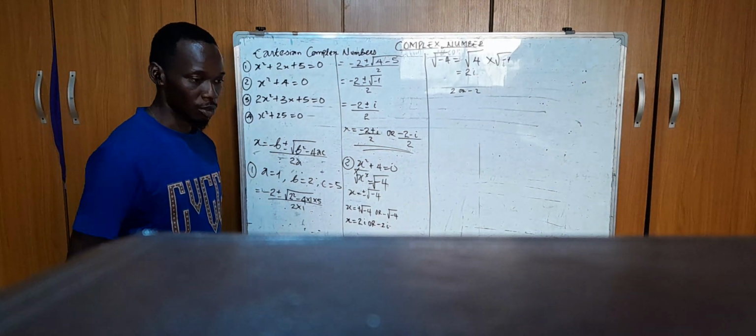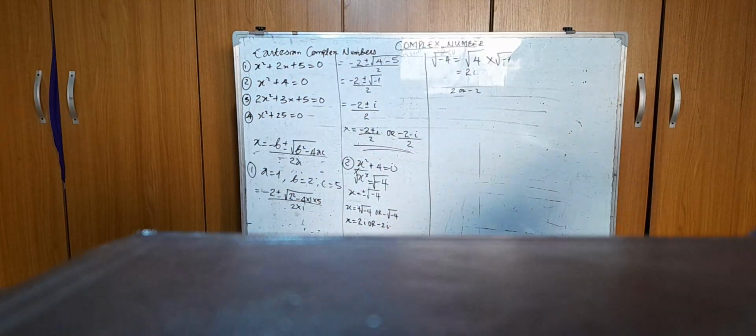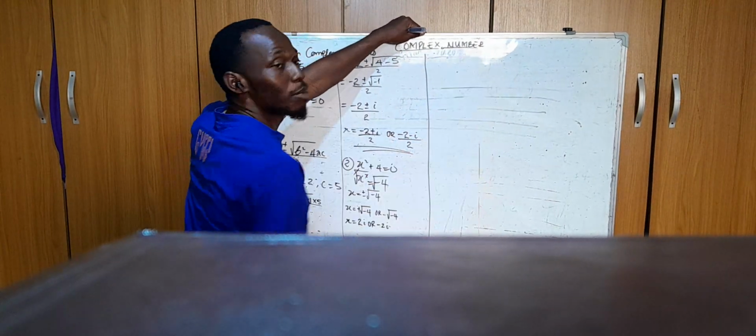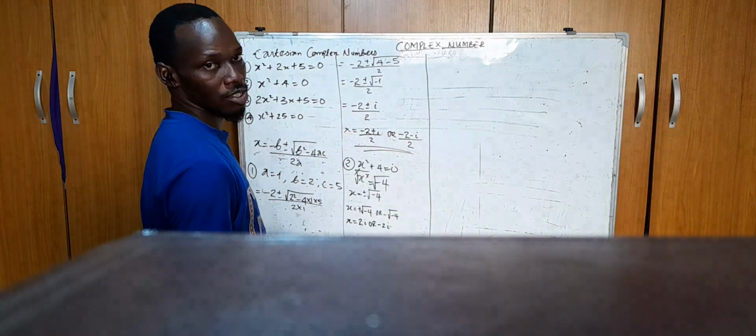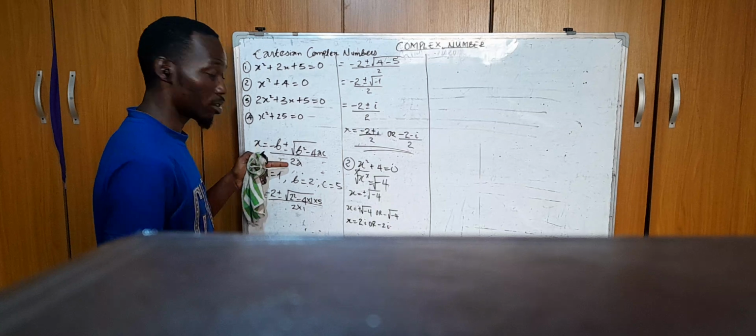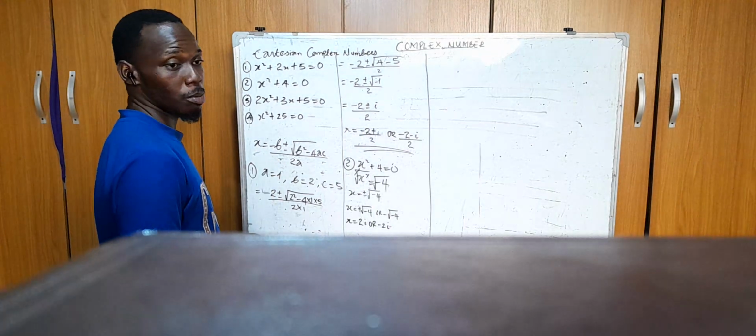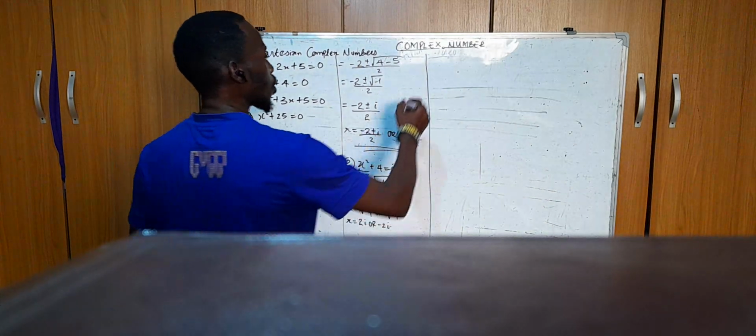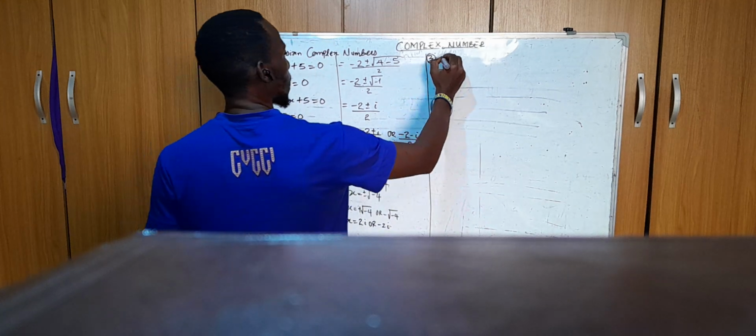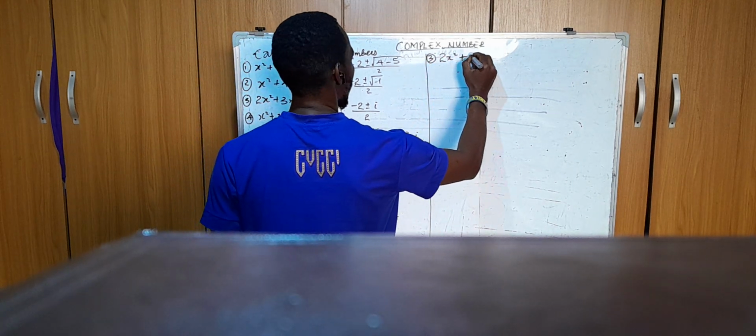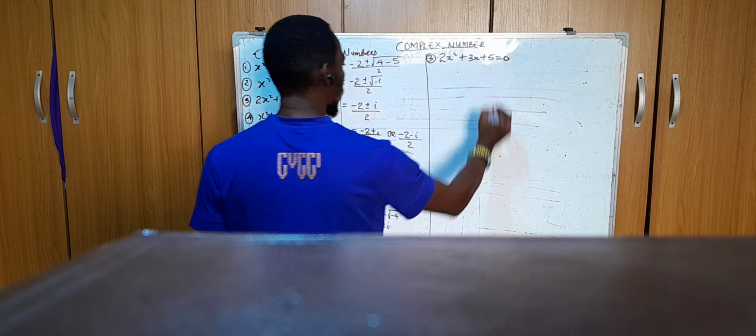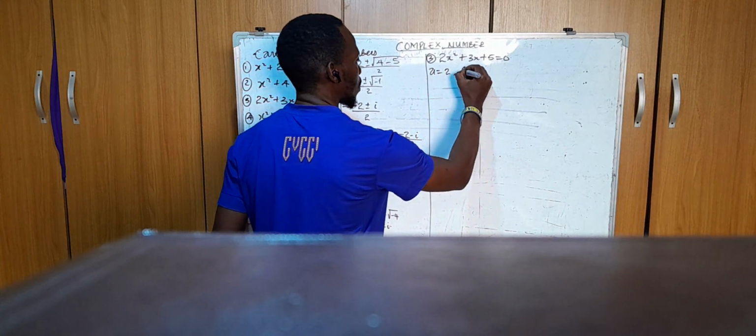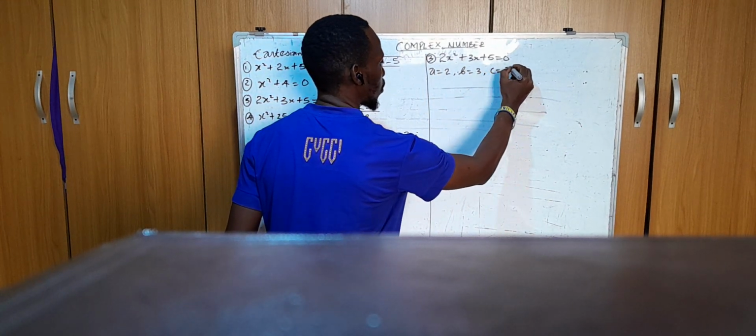Okay, now let's solve the question. Okay, question 3. Please, if you didn't pause it, you can pause it and solve it. Try it. Right, it's simple. Just follow this method. And if this method is your problem, you can use the completing the square method. Alright, let's go to question 3. We have 2x squared plus 3x plus 5 equals 0. Right, A equals 2, B equals 3, C equals 5.